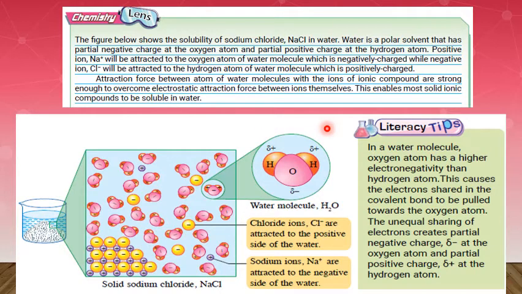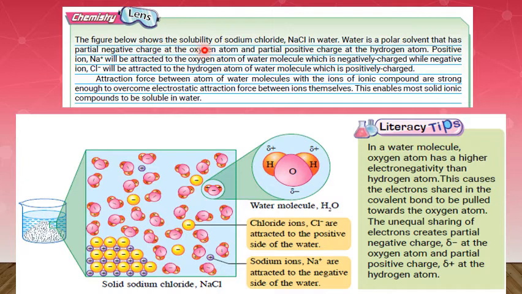Look at the literacy tips first. In a water molecule, the oxygen atom has a higher electronegativity than the hydrogen atom. This causes the electrons shared in the covalent bond to be pulled towards the oxygen atom because of the electronegativity. The unequal sharing of electrons creates a partial negative charge at the oxygen atom and a partial positive charge at the hydrogen atom. So look at the explanation above here.